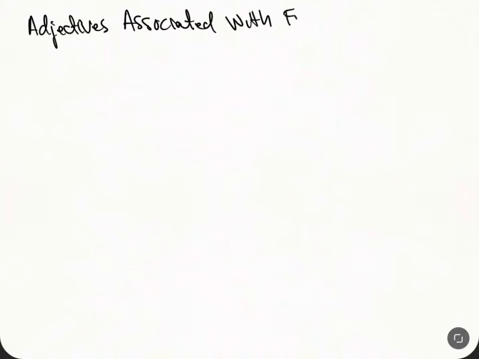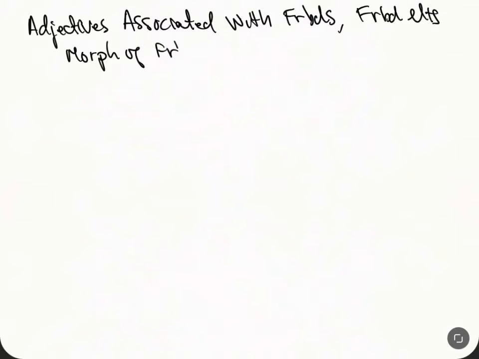So I'm going to try and simplify adjectives associated with Frobenioids. So it's really Frobenioids and, let's say, Frobenioid elements, morphisms of Frobenioid elements, etc.